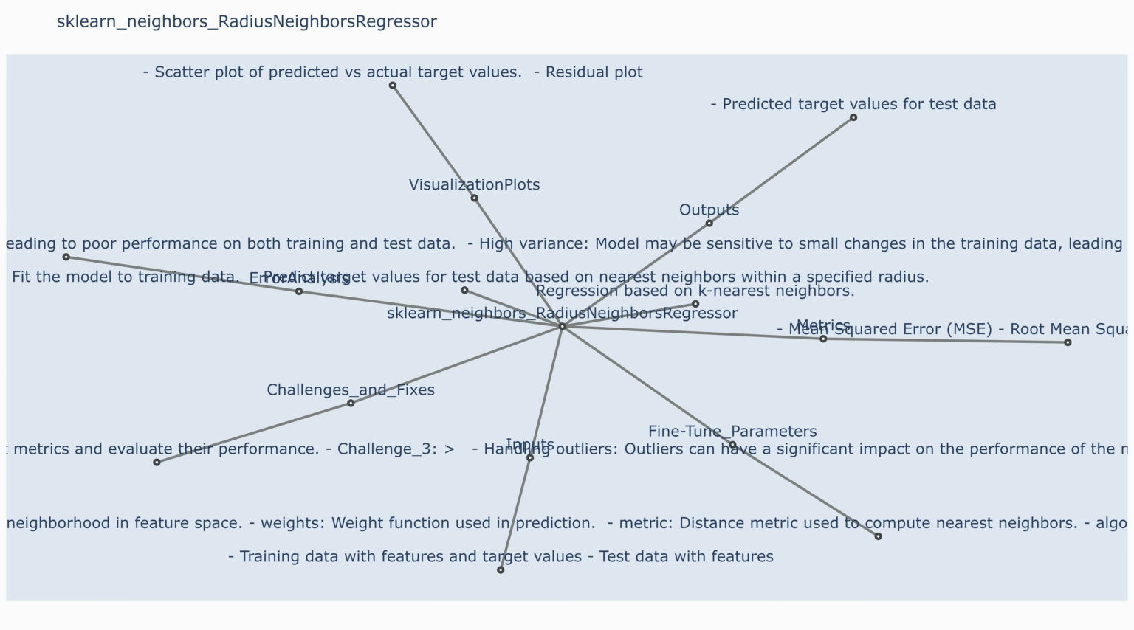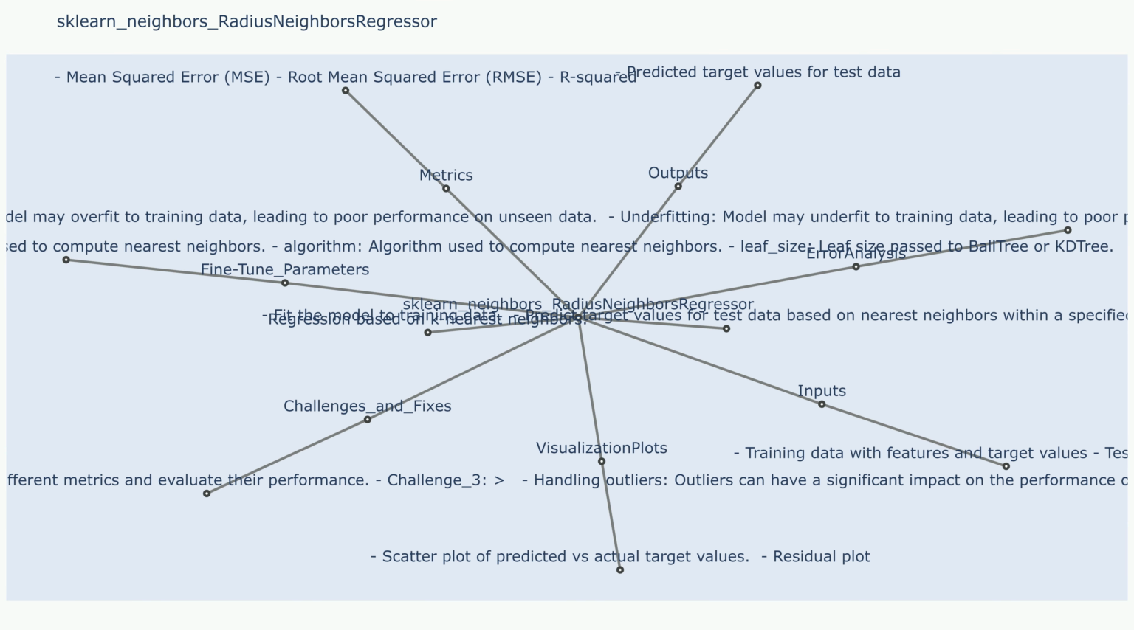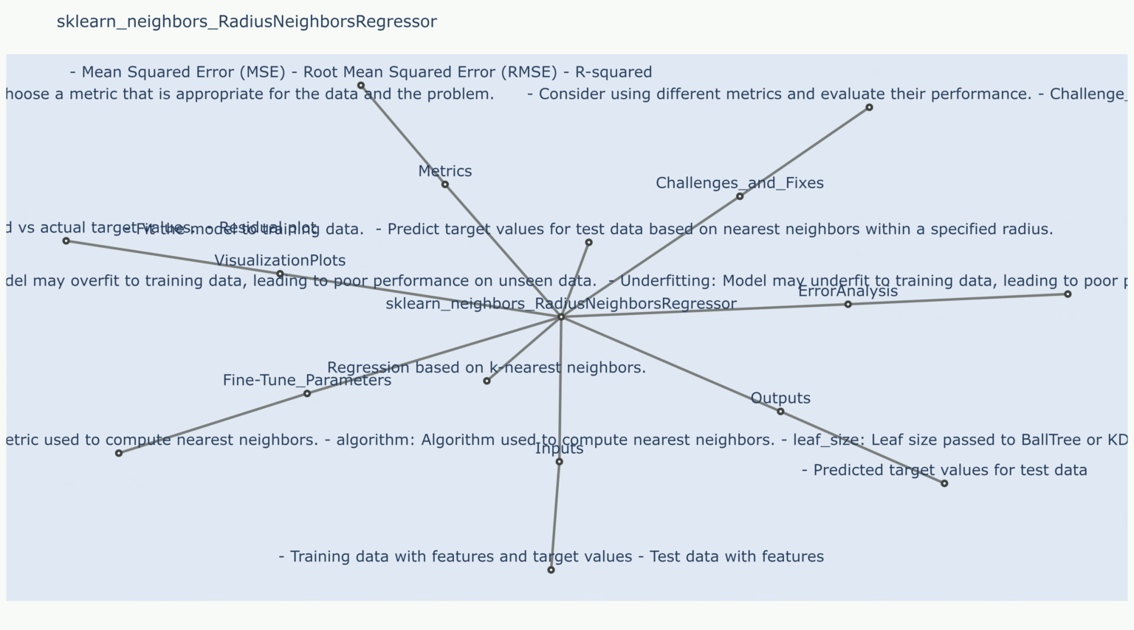sklearn.neighbors.RadiusNeighborsRegressor. Description. Radius neighbors regressor implements a regression model based on nearest neighbors. Instead of using a fixed number of neighbors, it considers all neighbors within a specified radius from the query point. This approach allows for more flexibility and adaptability to the density of the data.